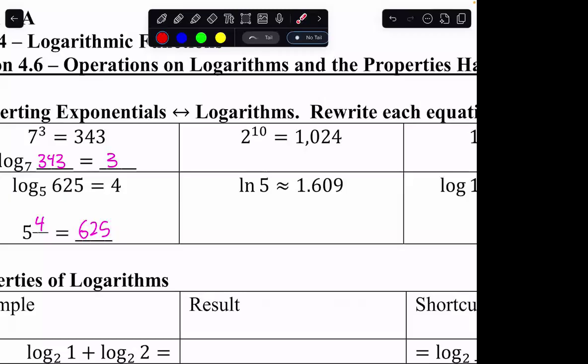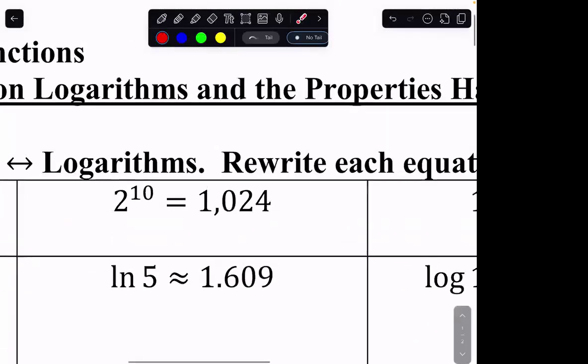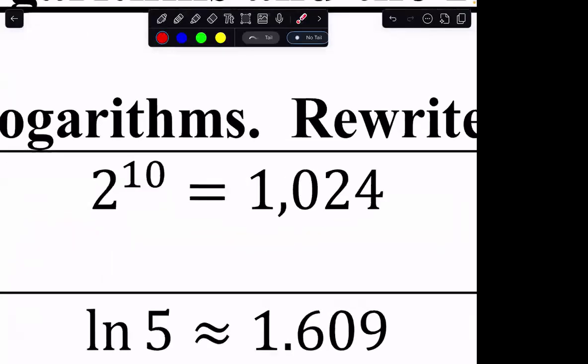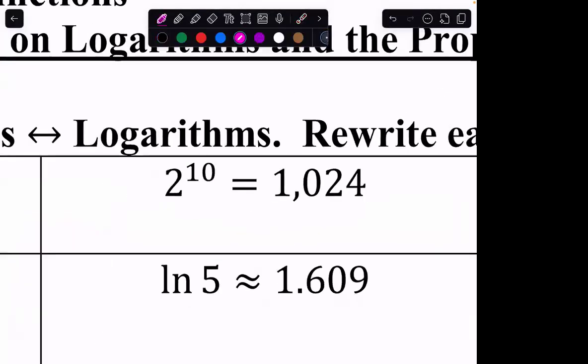All right, so thank you everyone for working on those. Let's go through them. The equation 2 to the 10th power equals 1024. We could also express that information by saying log base 2 of 1024 is equal to 10.